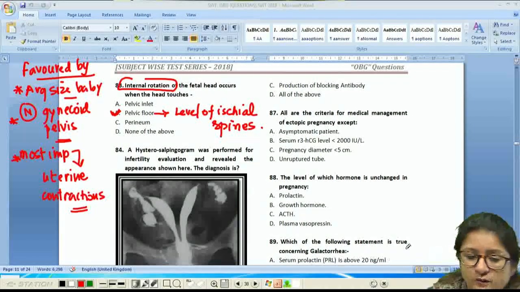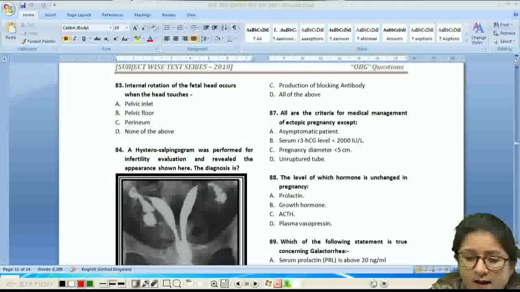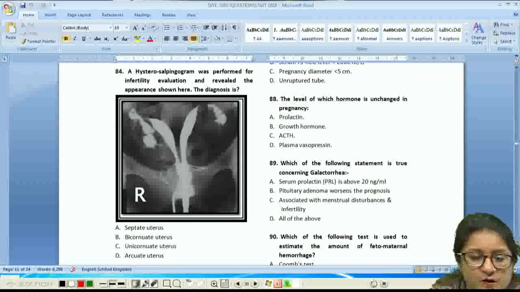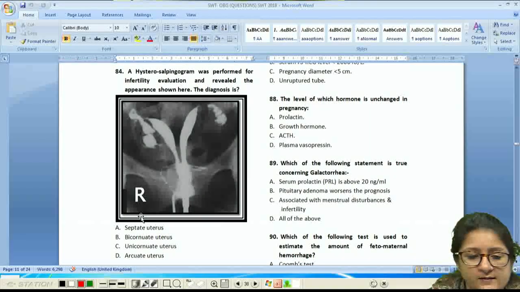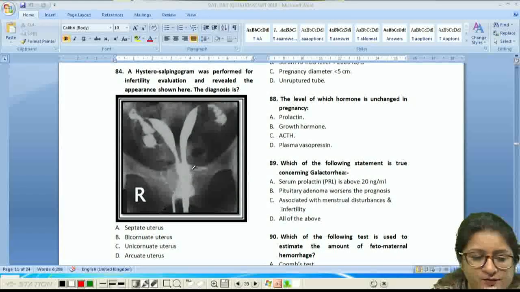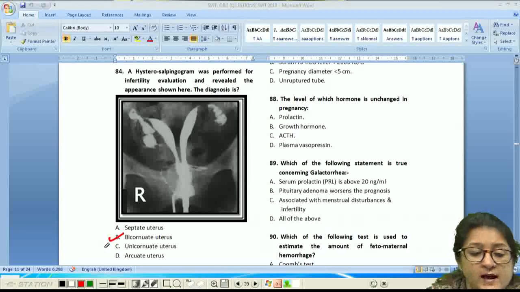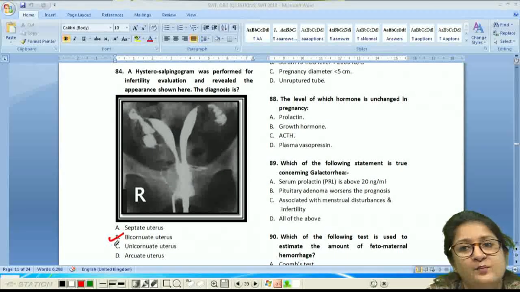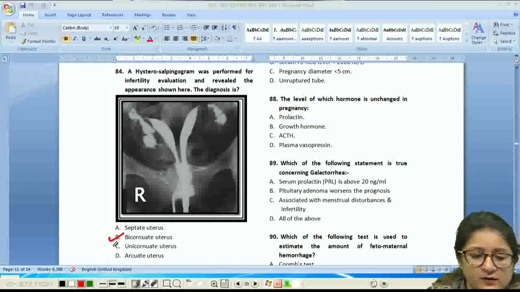Let us move on to the next question, question number 84. A hysterosalpingogram was performed for infertile evaluation and revealed the appearance shown here. What is the diagnosis? Now, the diagnosis of this is bicornuate uterus. It cannot be 100% sure that it is bicornuate uterus.